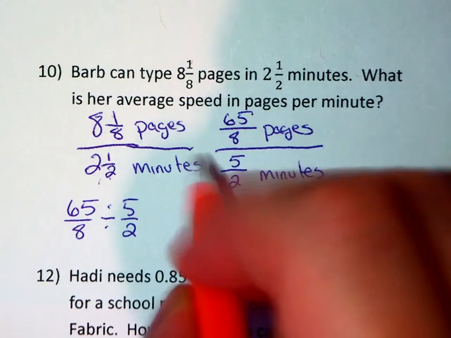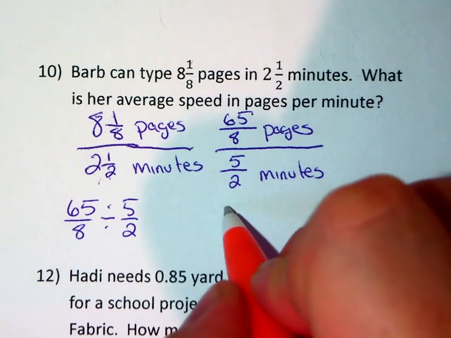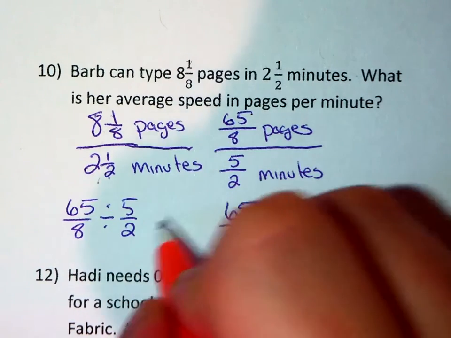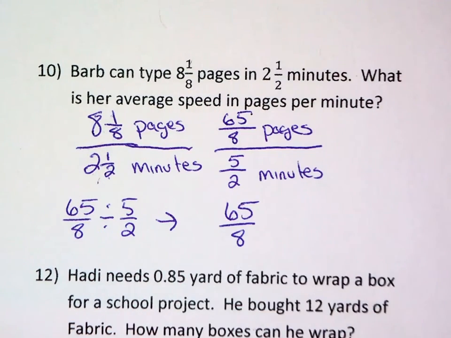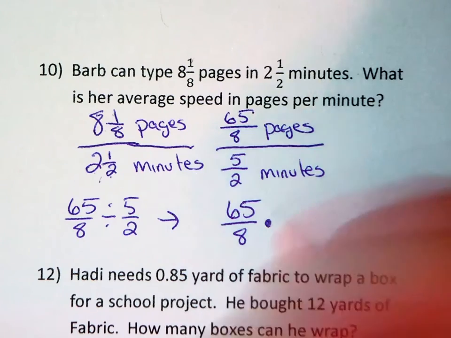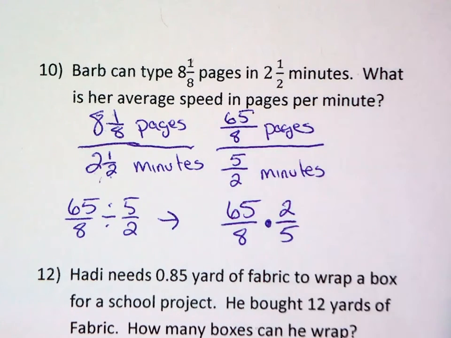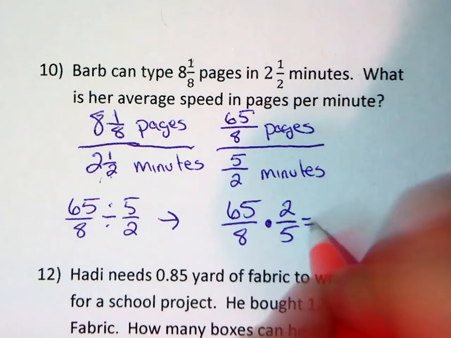And now we will practice keep it, change it, flip it. So I will keep the first fraction, 65 over 8. Change the sign to multiplication. Flip the second fraction, 2 over 5. And so now we can just multiply straight across.